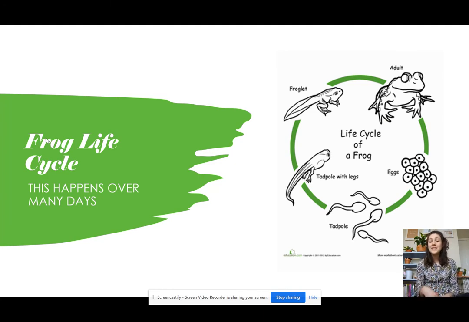One thing I want to point out is this happens over many days. Sometimes when looking just at a picture of a cycle, it looks like it's just going to happen quickly. But the eggs don't suddenly hatch, become tadpoles, and the tadpoles don't immediately get legs. It slowly happens and changes.